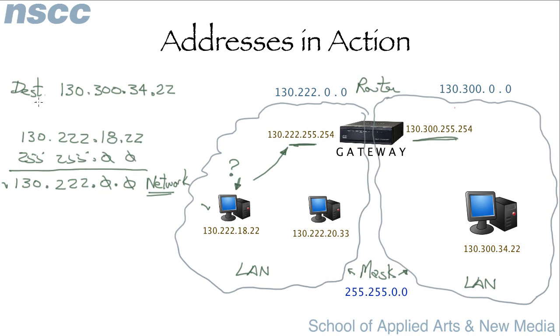Now, let's suppose it wants to send a packet to this address. What's it going to do? Well, it's going to take the destination address and AND it with the network mask.